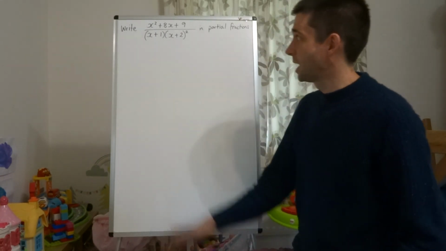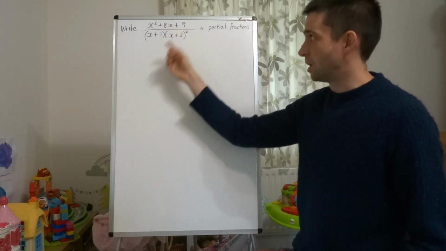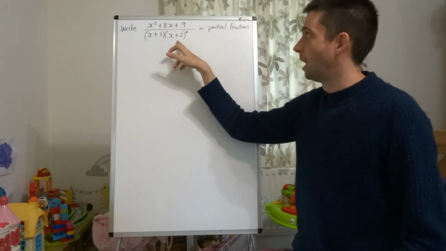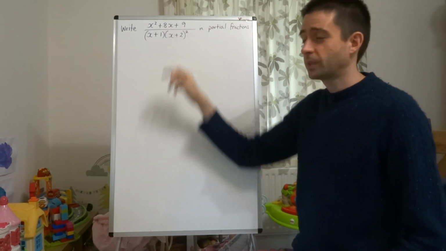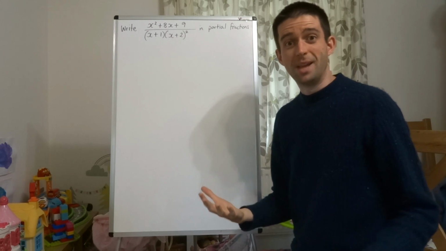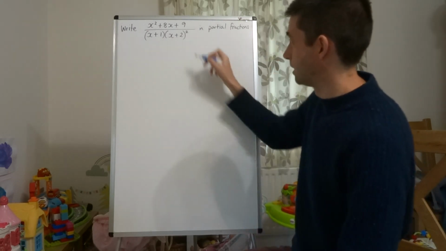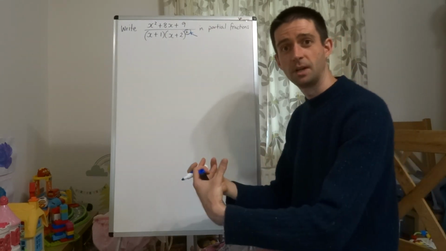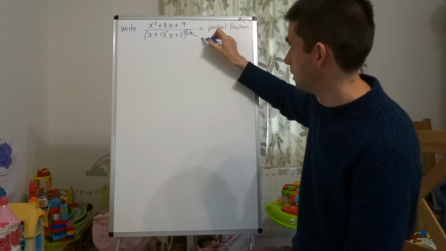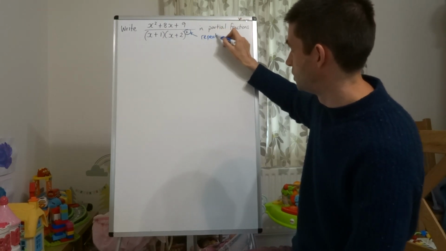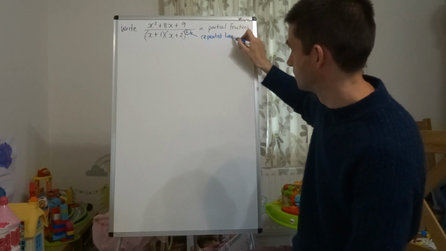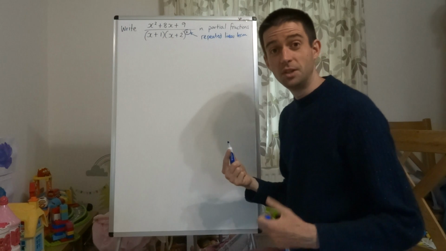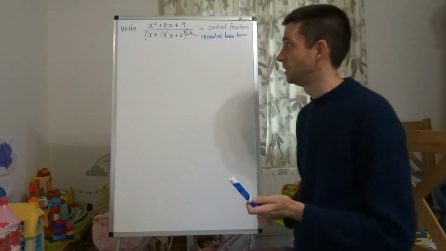Okay, so here we have: write (x squared plus 8x plus 9) over (x plus 1) times (x plus 2) squared in partial fractions. Now, what I mean about a repeated linear term is here. That squared means it's repeated. We have x plus 2 times x plus 2. So this is referred to as a repeated linear term, and you have to deal with that in a specific way.